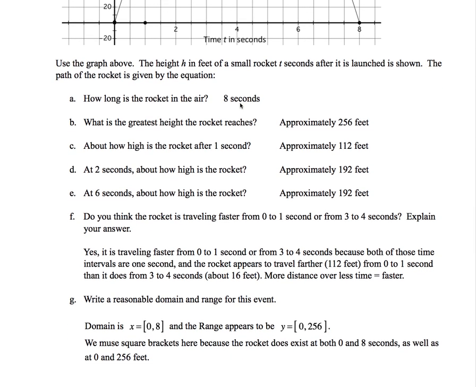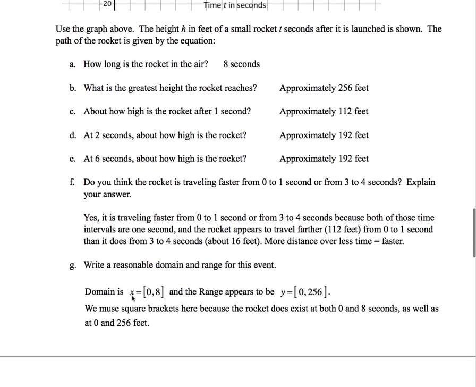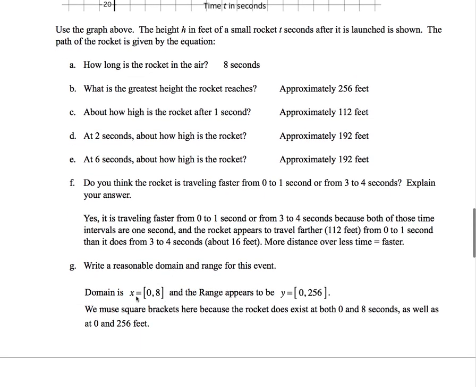And finally, we're asked to write a reasonable domain and range for the event. The domain is from 0, x is 0, to x is 8. We indicate that in a number of ways. I got lazy and just wrote out one here. x is equal to 0, 8.